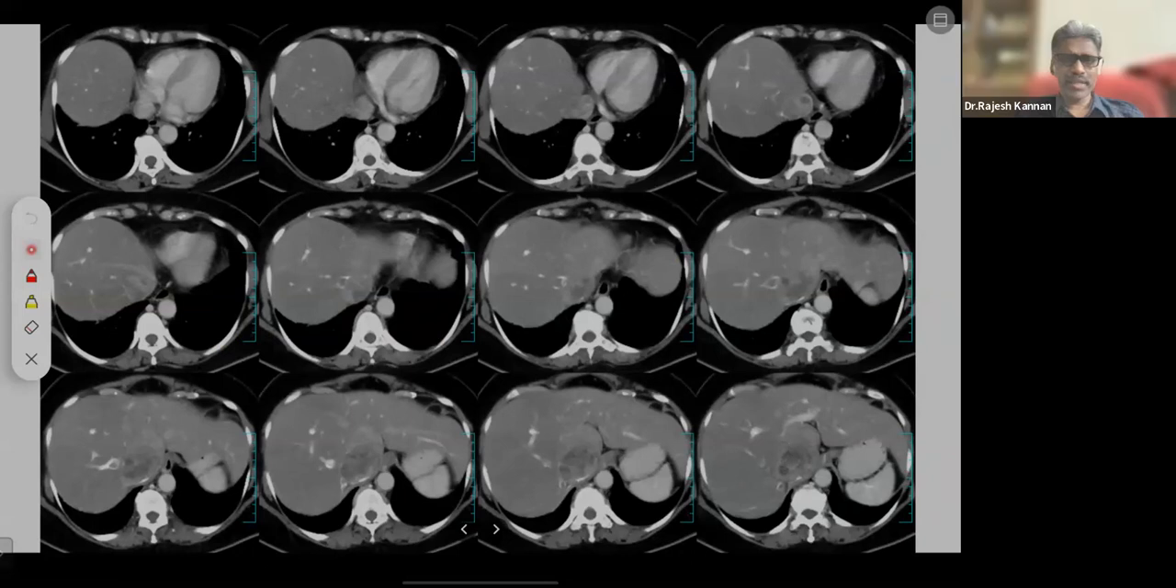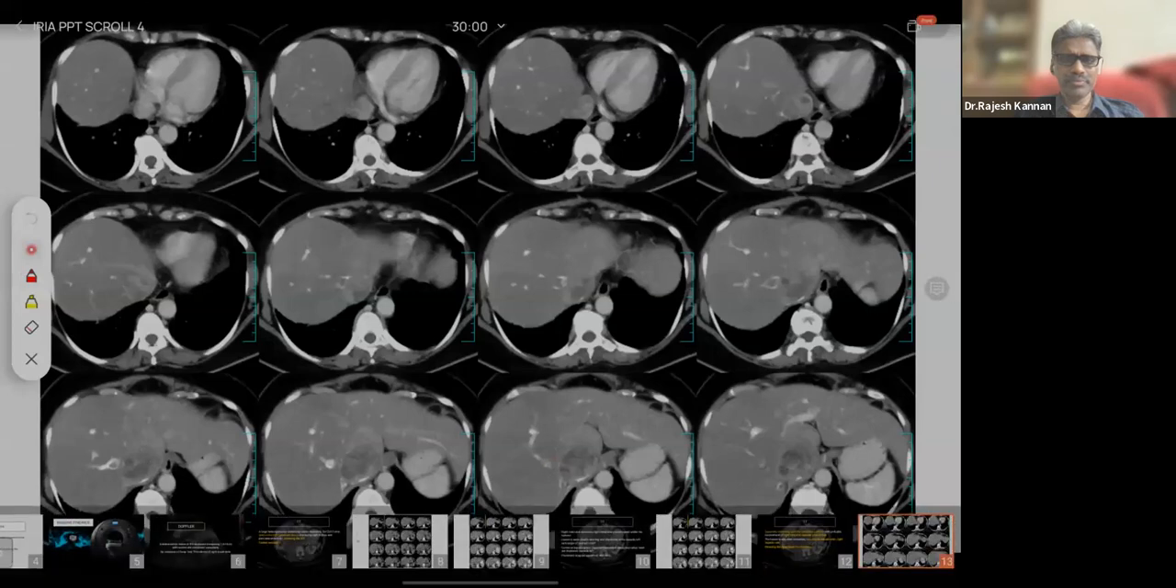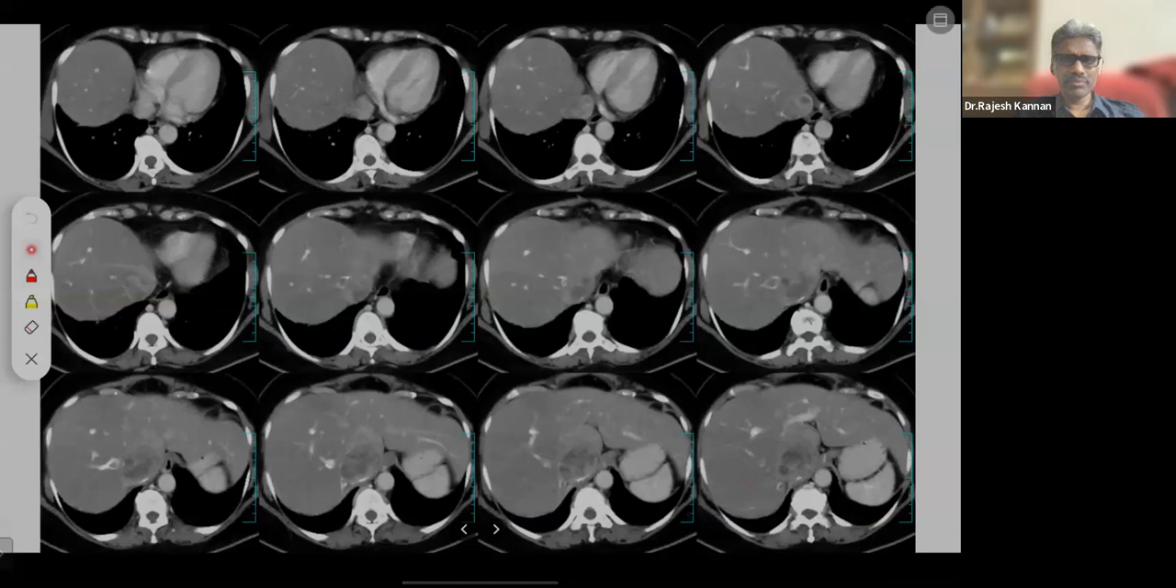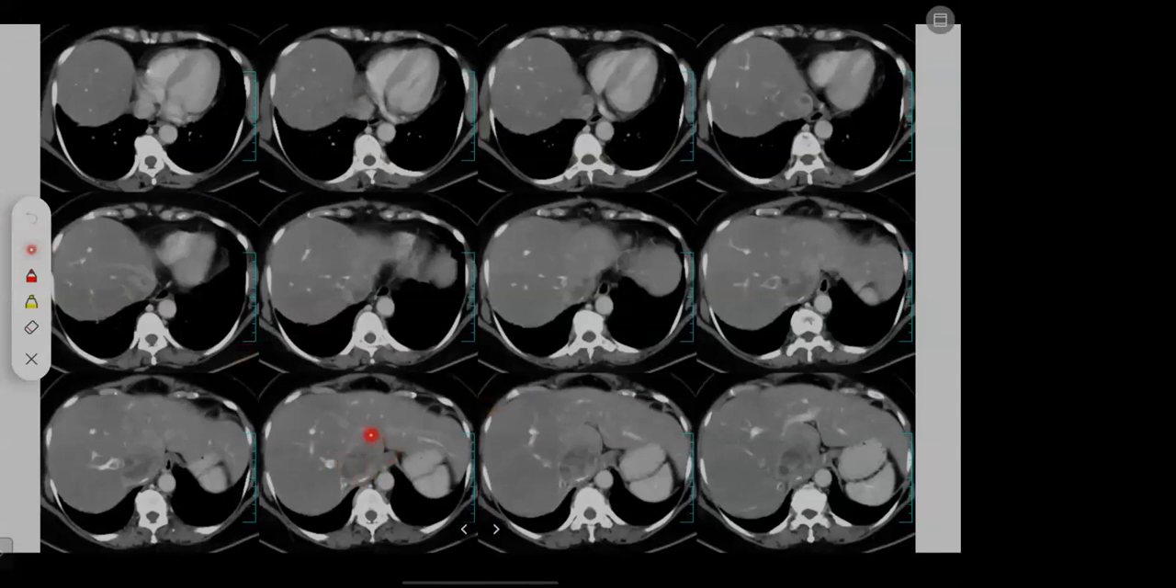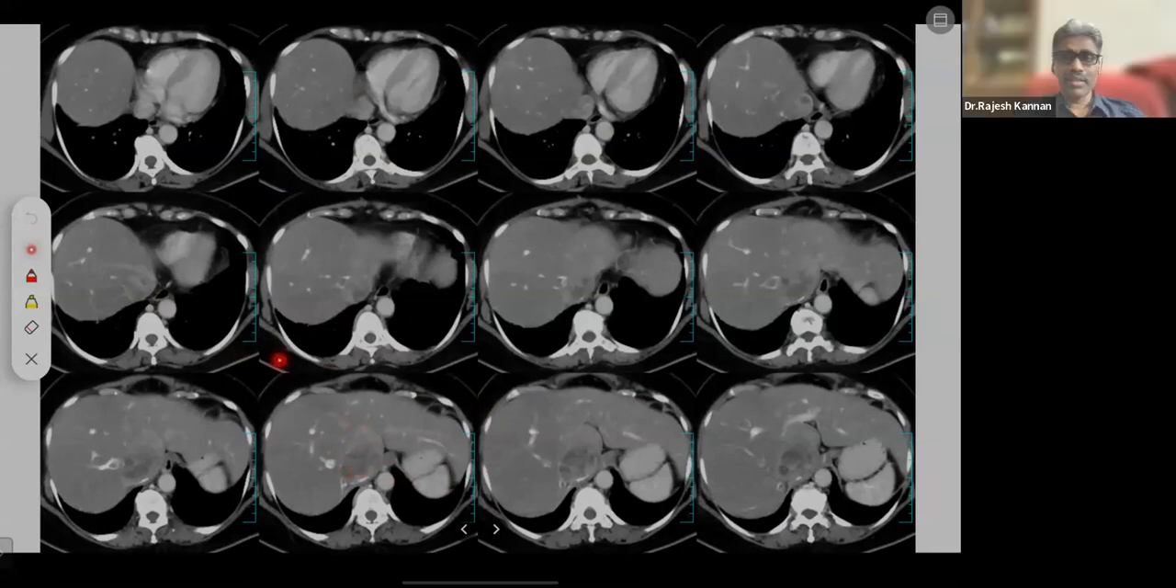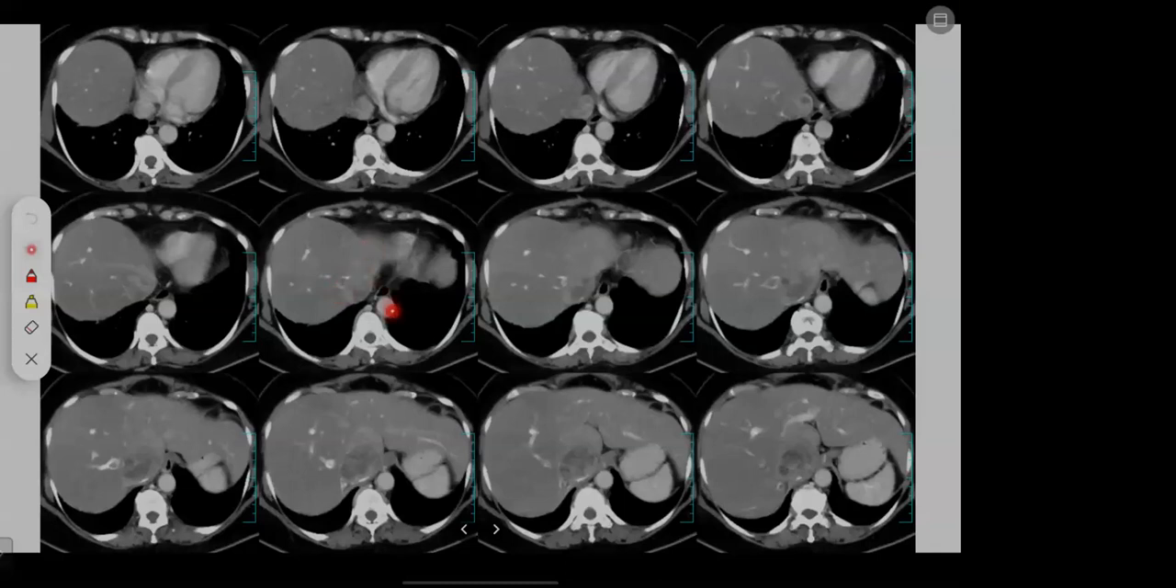Can you use a pointer and show the hepatic venous involvement? This one, sir. In the upper cut, one row above, you can see some filling defects, a little anterior. That is the mass in the IVC. The filling defects are in the middle hepatic vein and the right hepatic vein. So that means the lesion may be extending into the hepatic veins also. Okay, next.